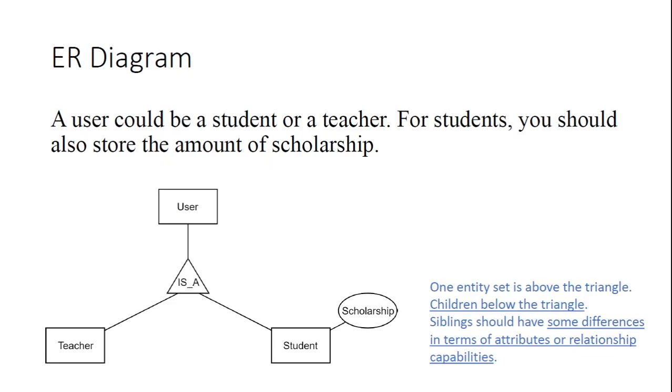And going back to our description, it was saying that a user could be a student or a teacher. It's saying for students, you should also store an amount of scholarship. So from here, I know that there are two kinds of different users, either teachers or students. And for students, I need to keep some additional data. I need to also store the amount of scholarship. So the user is the parent side. Teacher and student tables or entity sets are the children, and they are below.